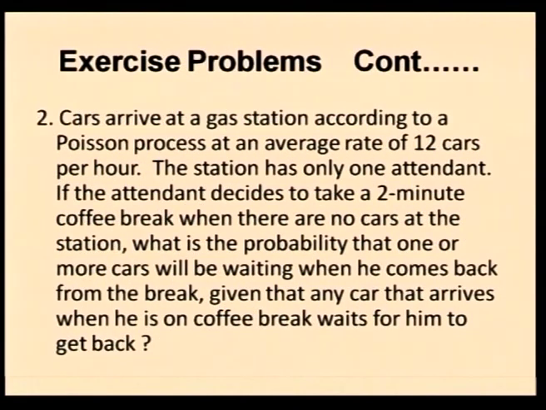The next problem says that cars arrive at a gas station according to a Poisson process at an average rate of 12 cars per hour. The station has only one attendant. If the attendant decides to take a 2-minute coffee break when there are no cars at the station, what is the probability that one or more cars will be waiting when he comes back from the break, given that any car that arrives when he is on coffee break waits for him to get back?